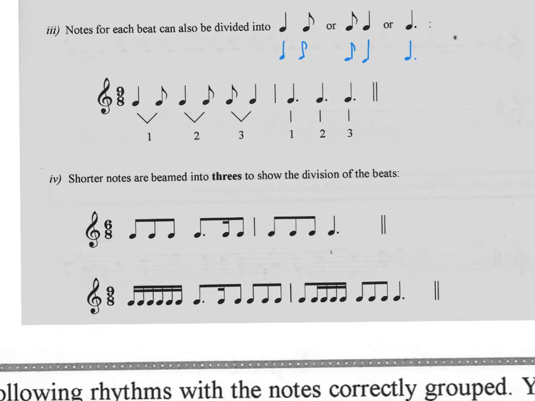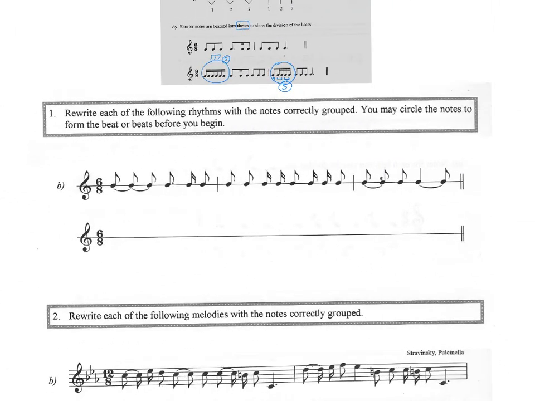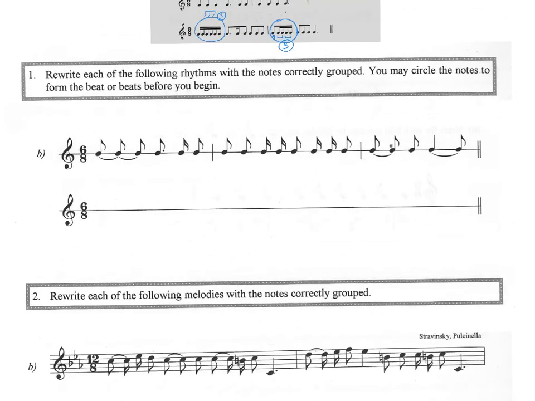Number 4, shorter notes are beamed into 3s. Oh, it's compound time. That should be obvious to you by now, I hope, to show the division of the beats. And that includes when it comes down to semiquavers. There are 6 semiquavers there, and if you took it to the quaver level, 6 semiquavers equals 3 quavers. It's being grouped in 3s. Here, if you look at this is still a group of 3. There's 1 quaver, that's your second quaver, that's your third quaver. Groups of 3. Okay, let's do 2 examples together before I let you loose on page 27.